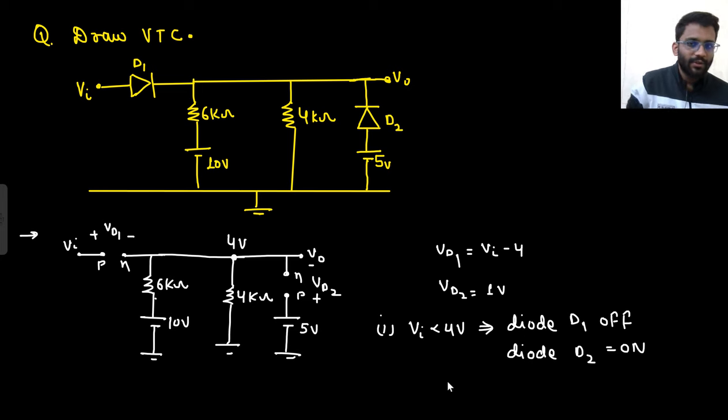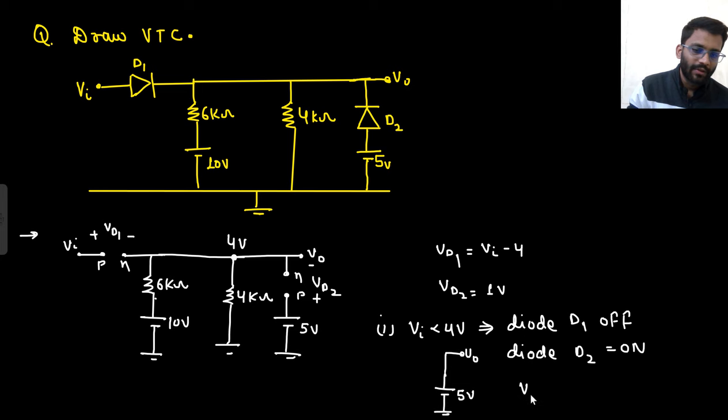And if diode D2 is on, that means D2 will be replaced with a short circuit. If D2 is replaced with a short circuit, simply what will be your V0? V0 will be simply 5 volt only. D2 is shorted and this will be your V0. V0 is equal to 5 volt.